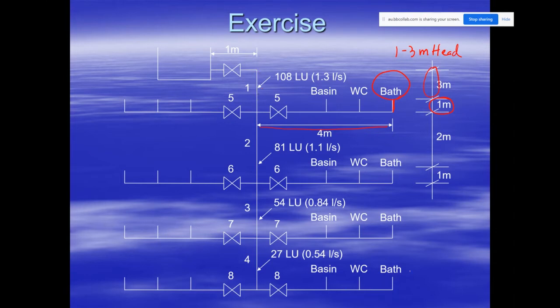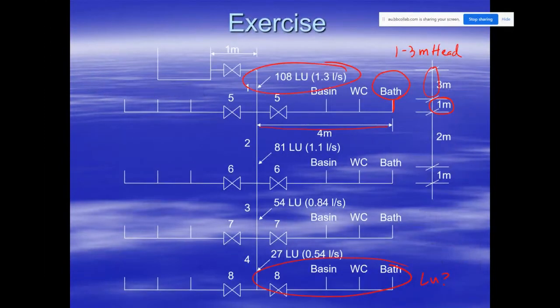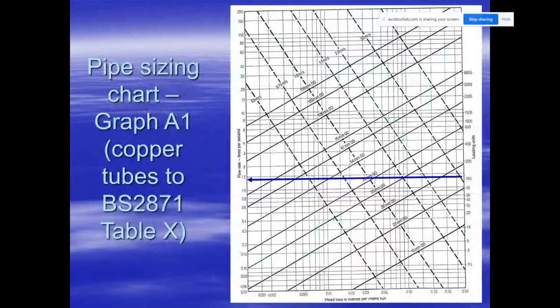For each section, you may ask, what is the loading unit? So maybe these are some hints. Each WC is 2, basin 1.5, bath is 10, and this is 15.5 per flat, and then a total of 8 flats. So this is the total loading unit, 108. Any questions? I have no questions. Okay, I shall move to the next step.